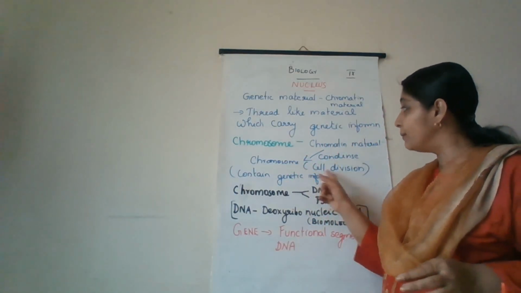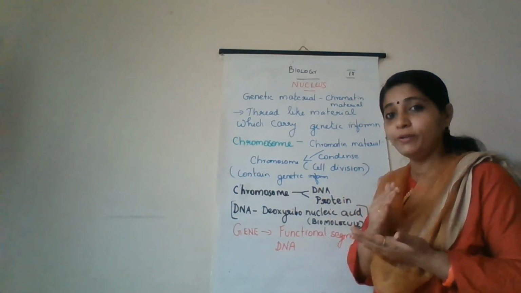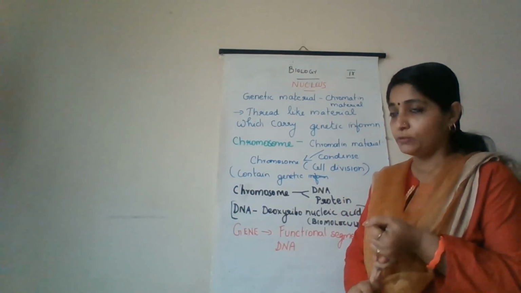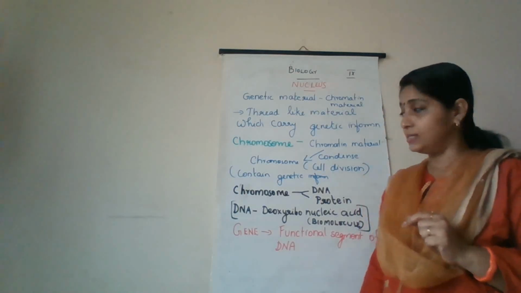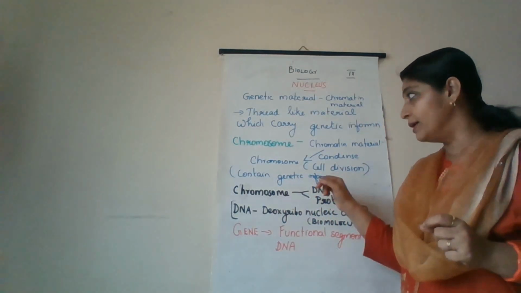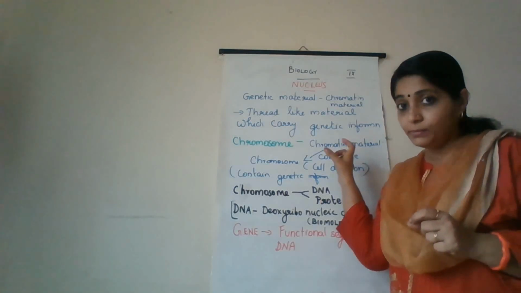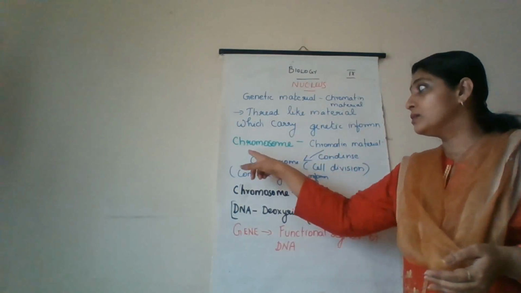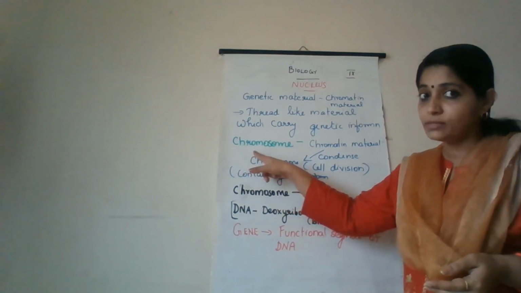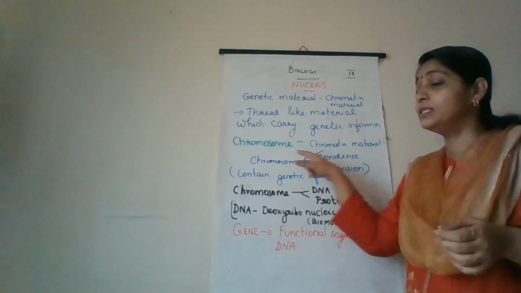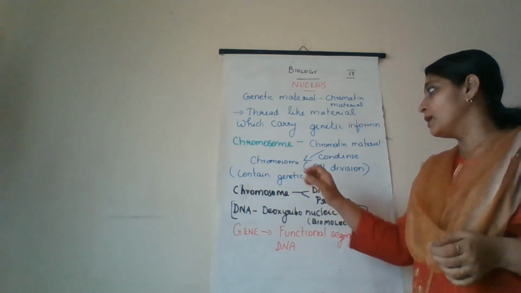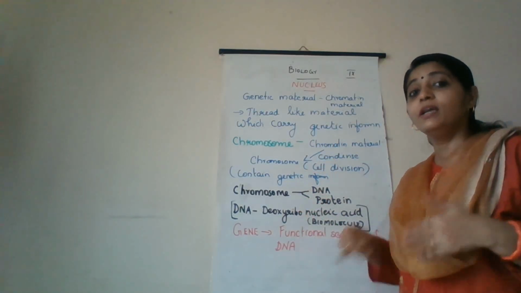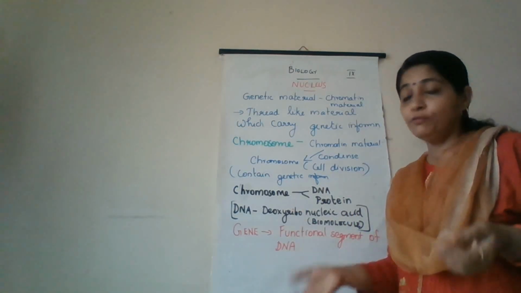During cell division, when the cell is about to divide to form two cells, we studied in the cell theory that Virchow proposed that all cells arise from pre-existing cells. So when a cell is about to divide, what happens? These long thread-like chromatin materials condense to form a solid structure called a chromosome. The chromosome contains the genetic information, which will be passed to the two newly formed cells when the cell divides.